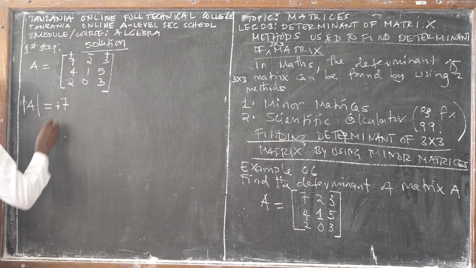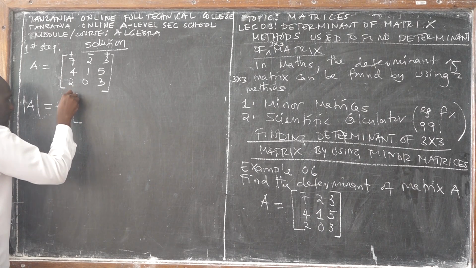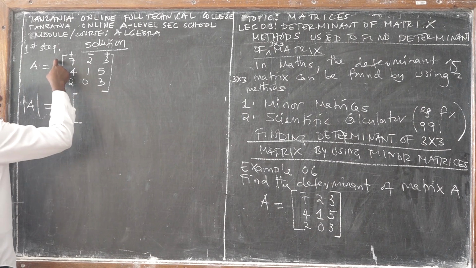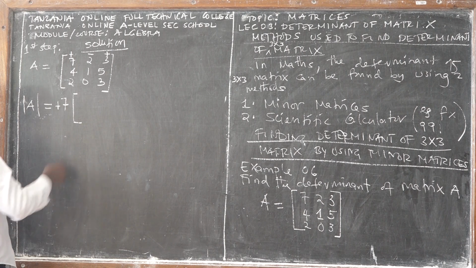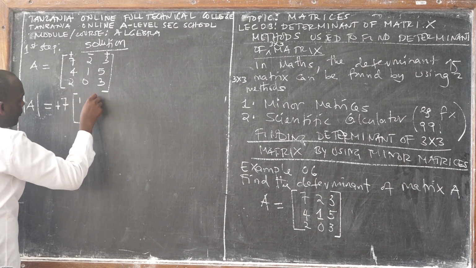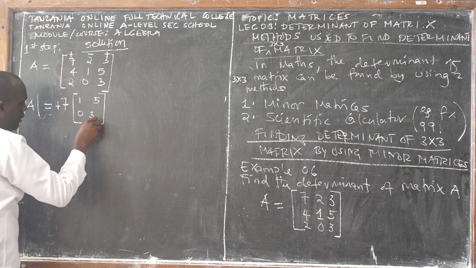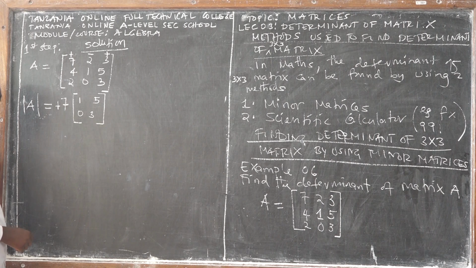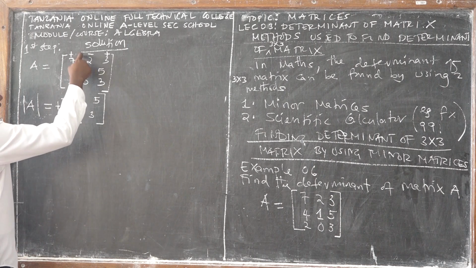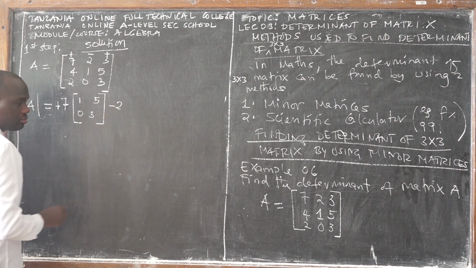Then we are going to formulate a minor matrix. So we have to use this one. How are you going to formulate the minor matrix? We have to delete the first row and first column. So what do we remain with? 1, 5, 0, 3. Is it clear? Then we are here. Look on the blackboard and listen, please. Then the second element has been assigned the negative. So you have negative 2.